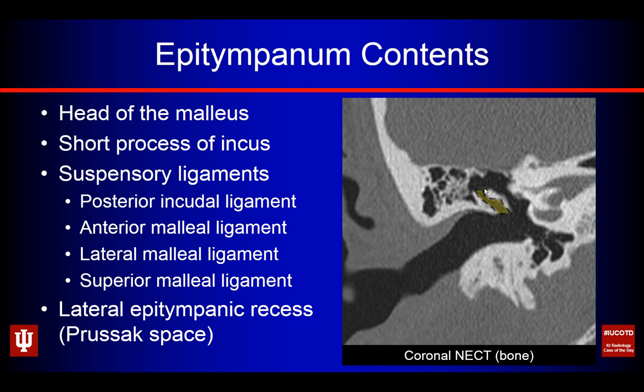And then we also see our lateral epitympanic recess, so-called Prussak space, which sits just deep to the scutum, between the scutum and the ossicular chain. That's an important place to look when you're looking for those pars flaccida cholesteatomas.